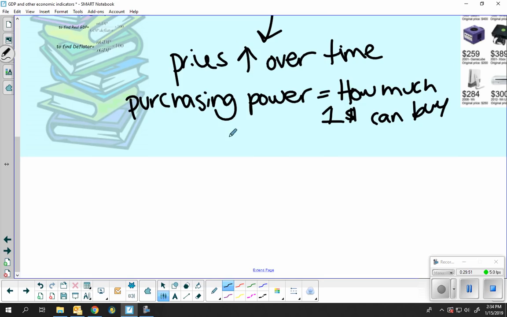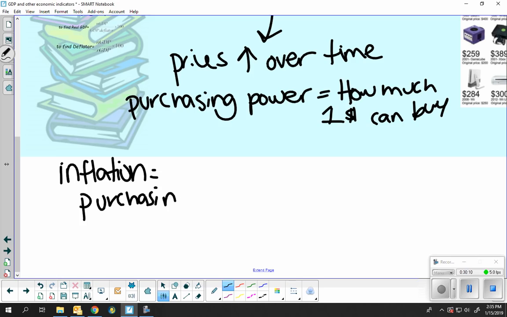So here we have the idea of inflation. Inflation makes prices go up, but your purchasing power goes down. Your purchasing power, you can't buy as much with $1 if things are more expensive. Your purchasing power goes down.